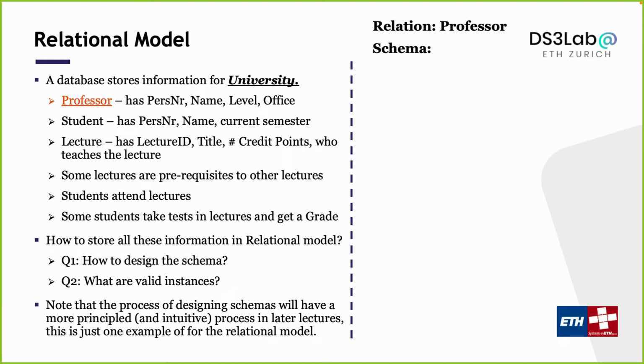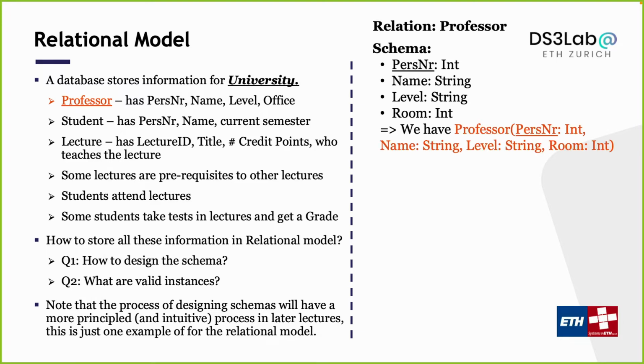The schema could be, for example, I could have the attribute personnel number with the type integer, to actually store the personnel number of the professor. I could have the name of the professor, the level of the professor, the office of the professor, right? So if you model your data in this way, you are going to have a relation that looks like this. You can write it down as a schema like this: professor with 4 different attributes, each with its own corresponding data type.